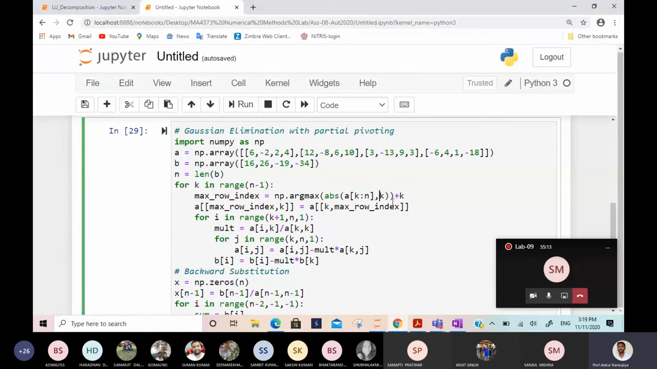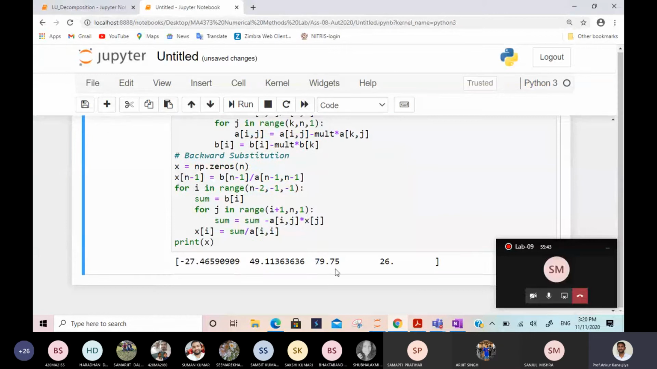This absolute, this one, comma k, then I missed this bracket. Okay. So this is k to the last row, this is comma column, and then the absolute value. So now I'm running. So is it the correct answer, whatever we were getting previously?